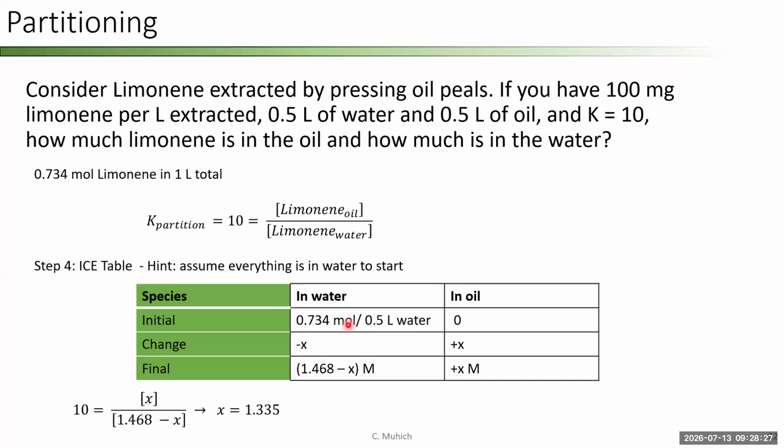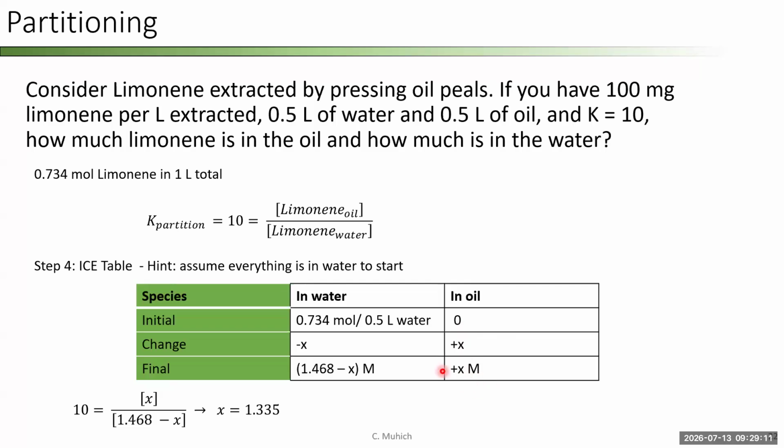We had 0.734 moles of limonene. If it all started in water, that was 0.5 liters of water. I can do out this math, and this gives me 1.468 molar initial concentration. How much is moving from water to oil? We don't know. It's x, our variable that we need to solve for. So our final concentration in water is 1.468 minus x molar. In the oil, we have the same thing, but opposite. We started with no limonene, because we assumed that everything was in the water. We have x, which is how much is going to move to the oil.